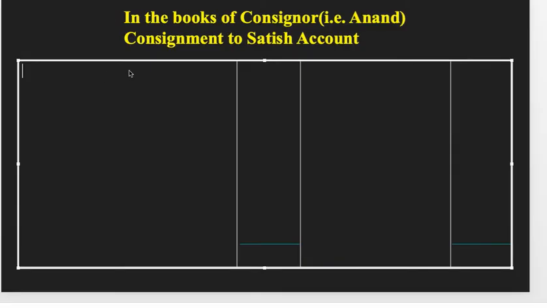right? Now the first account that we are going to prepare here in the books of consignor, that is Anand, is the consignment to Satish account. Now first of all, Anand has sent goods to Satish and the total value of the goods at invoice price was 25,000. So we are going to write down 'To goods sent on consignment', and in bracket, it is at invoice price, and the amount is 25,000 rupees, right?